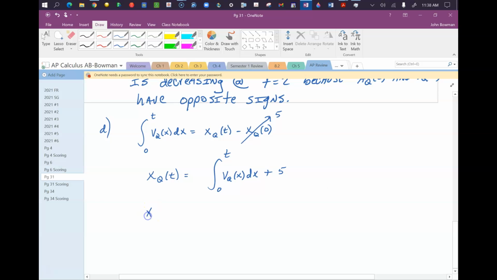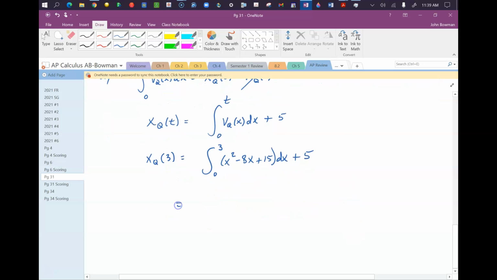We want to find the position at time 3. So xq of 3 is equal to the integral from 0 to 3, and the velocity function is x squared minus 8x plus 15 dx, and then we're going to add 5 to that. So if we anti-differentiate that, we have 1/3 x cubed minus 4x squared plus 15x from 0 to 3, and we're going to add 5 to that, and if you evaluate this, you will see that you get 23.